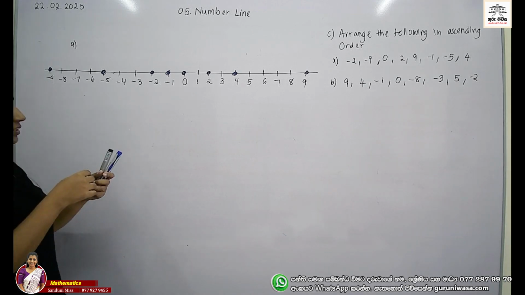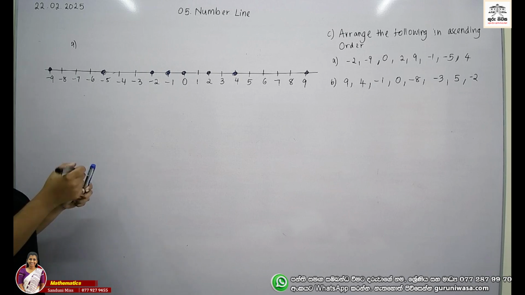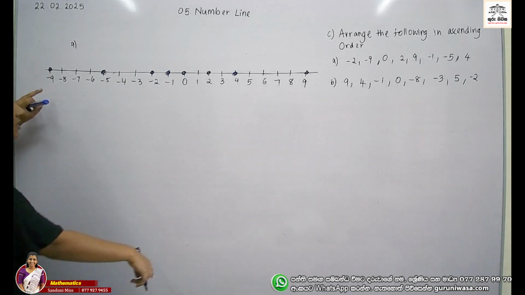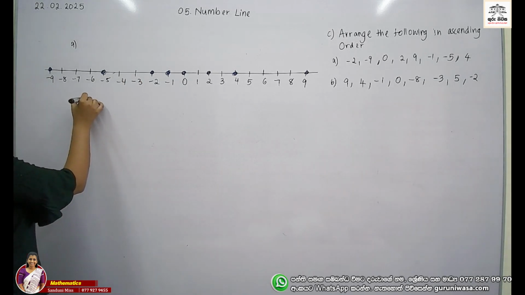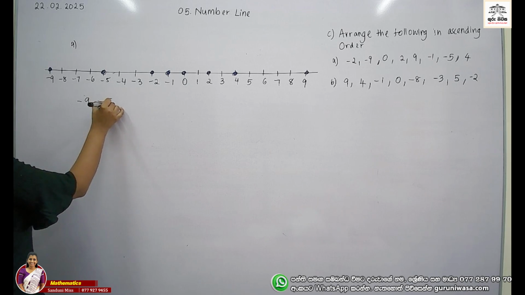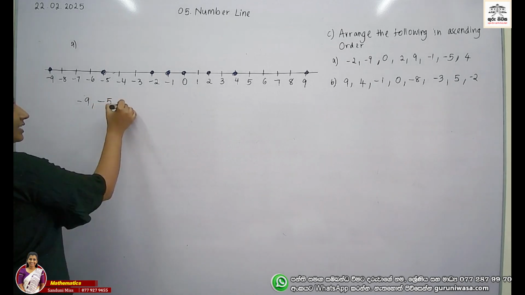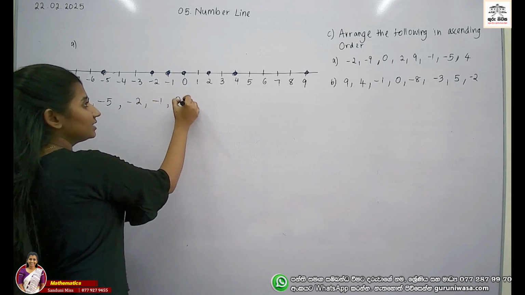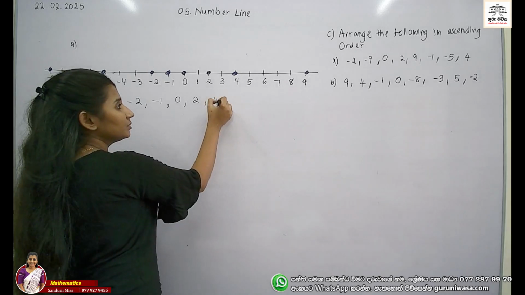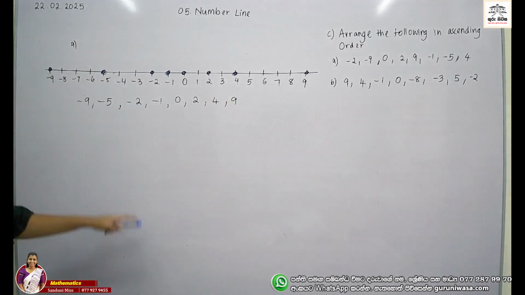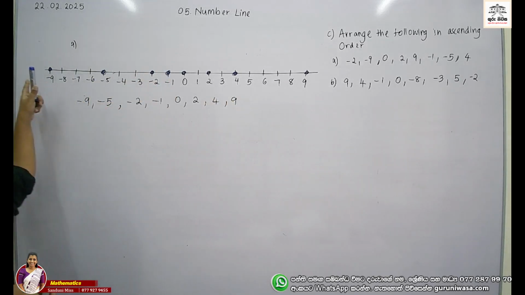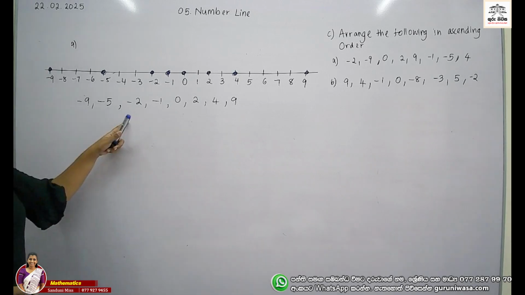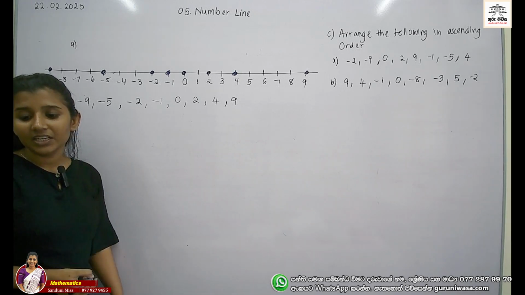Okay. Right. So now we can write this in ascending order. I told you the numbers are in increasing order. So the smallest will be negative 9. Negative 9, negative 5, 1, 2, 9. So you can write the marked points in order. So here we have arranged the order.